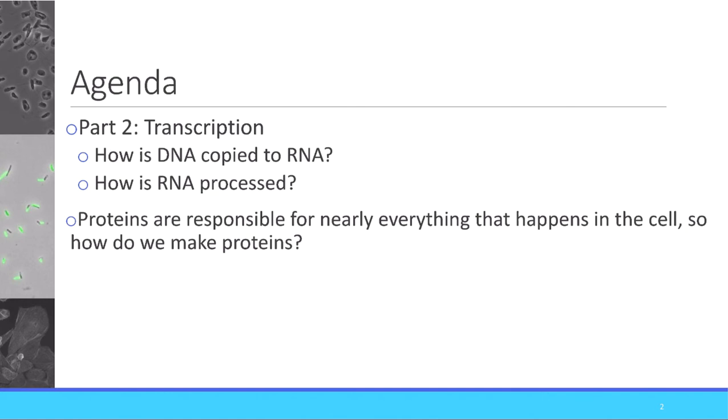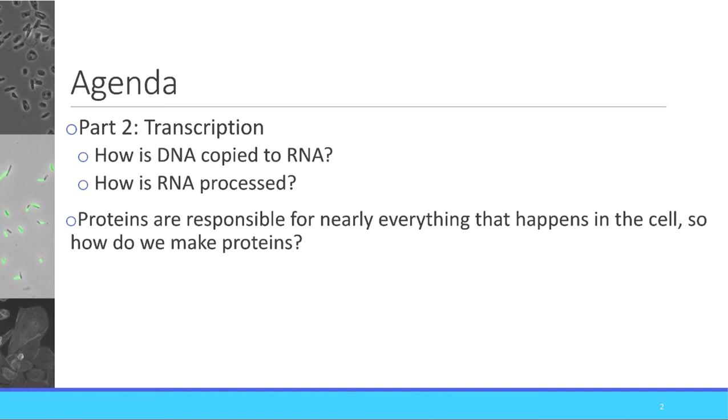So we're going to talk about how DNA is copied to RNA. How does RNA polymerase use DNA as a template, and how does it make RNA? How does it know where to start? How does it know where to end? And then we're going to talk a little bit about something called RNA processing, which is a process that eukaryotes do, but prokaryotes do not. So we will get into that.